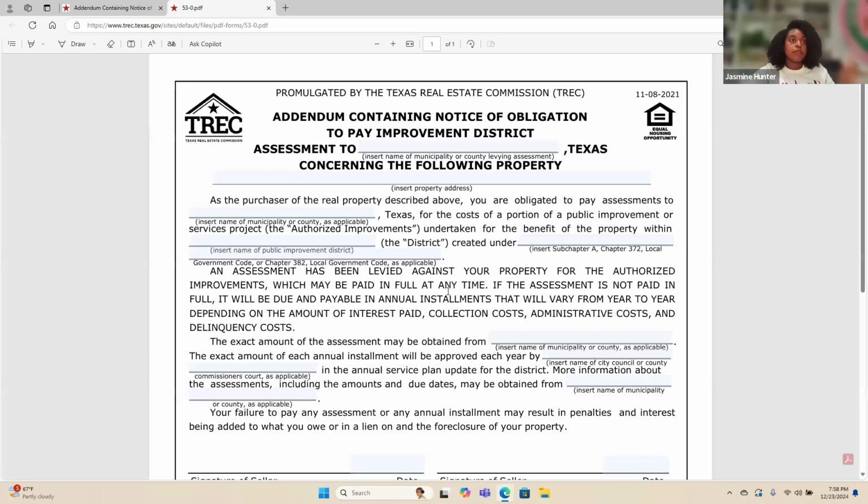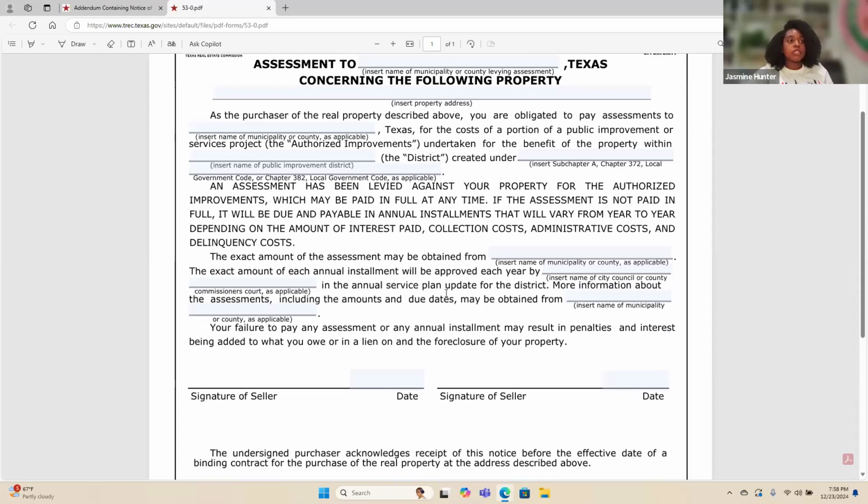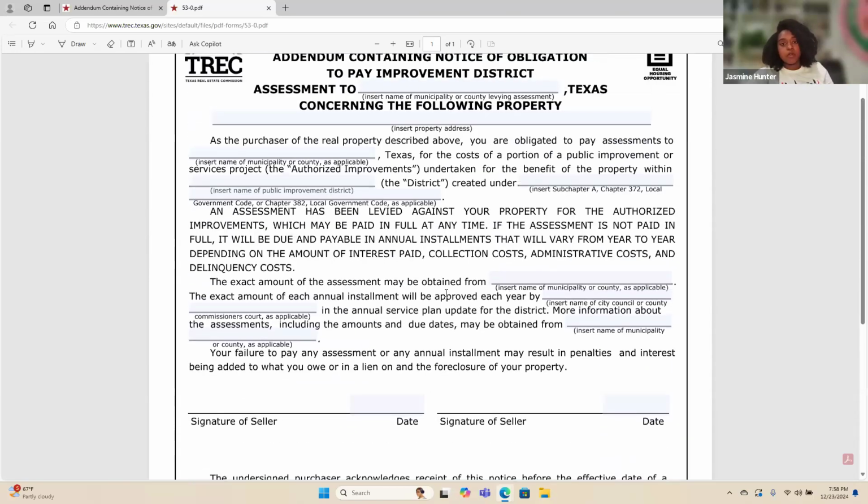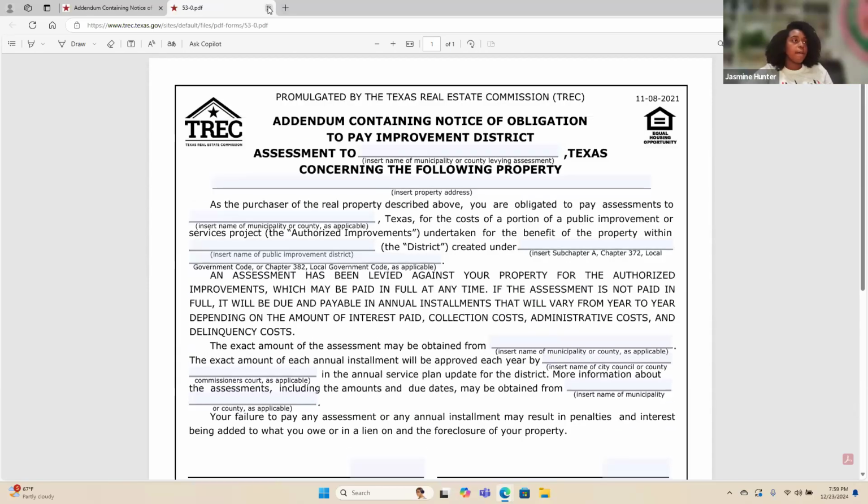Okay, so in 6E12, you would put the notice. And then in paragraph 22 of your 1 to 4, you would put the obligation addendum. Okay, and that's all this is. This is an obligation that I'm telling you as the buyer, you're going to have to pay your MUD, PID, or PUD. Okay, that's all this means.